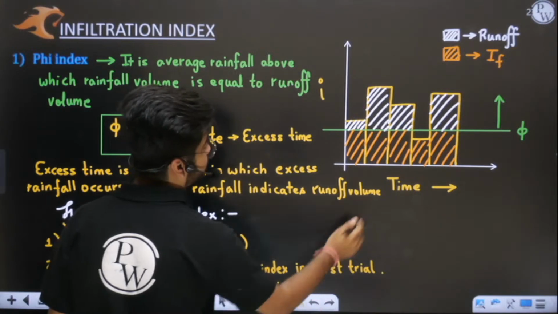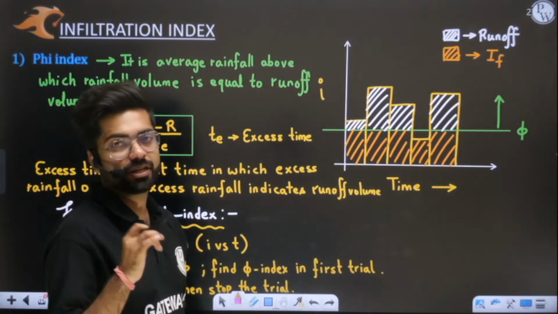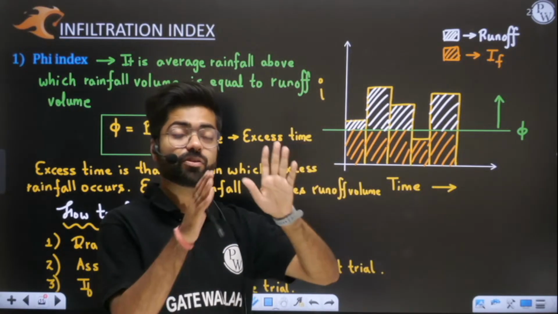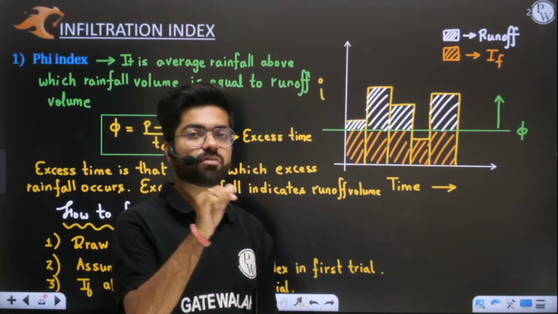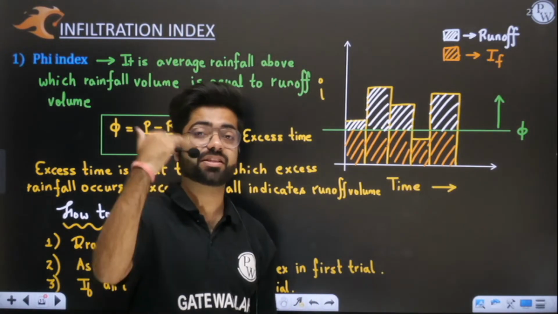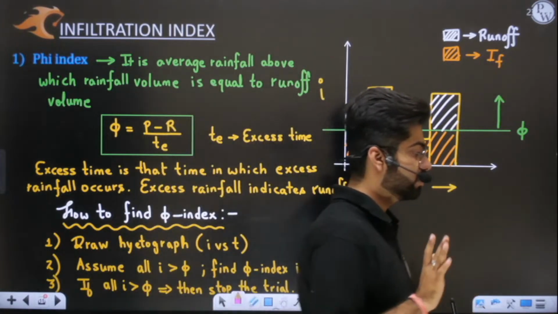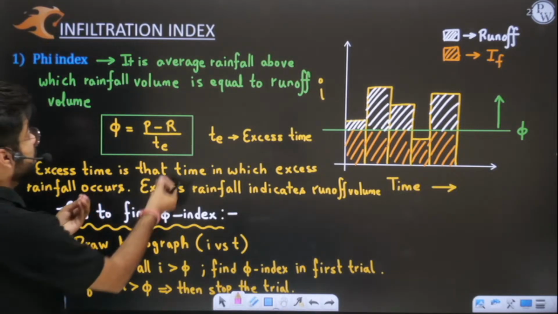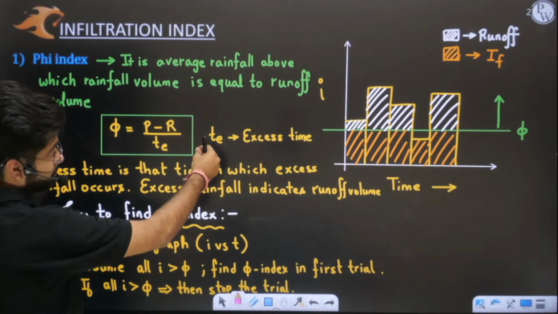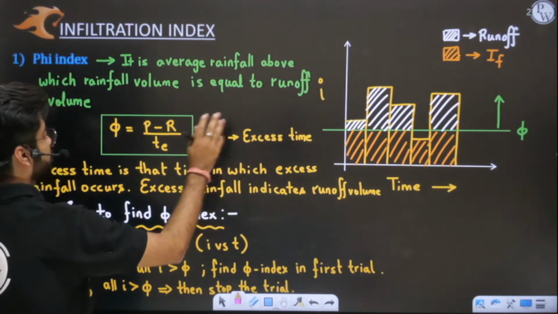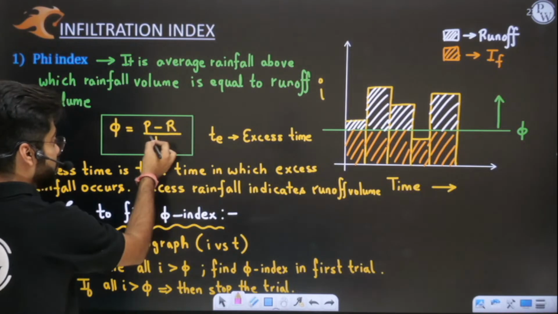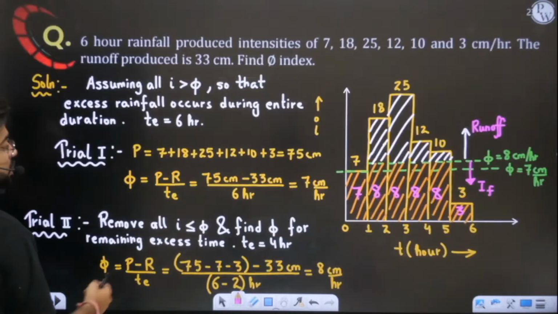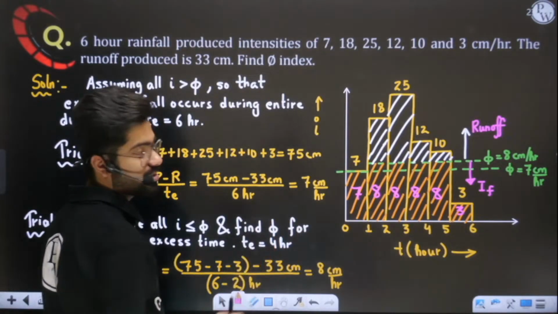We are not interested in that rainfall which is less than 5. We will remove it. We will only solve phi index from those values which give you excess rainfall. This is the ultimate concept. I hope this is very clear to you. Remember it, you can write it somewhere. Phi index is only calculated when you have excess rainfall. That's why you are only dividing it by 4. The final phi value which you are getting here is for only 4 hours, not for 6 hours.